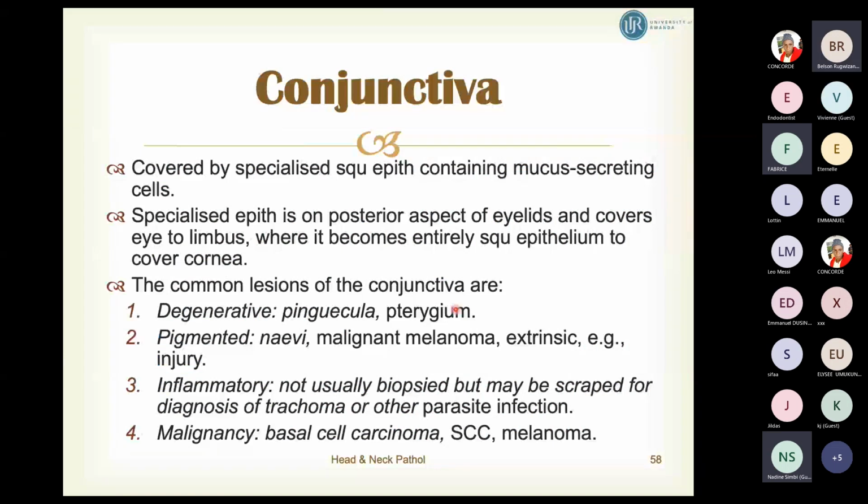The conjunctiva is covered by specialized squamous epithelium containing mucus secreting cells. The specialized epithelium is on the posterior surface of the eyelid and covers the eye to the limbus, where it becomes stratified squamous epithelium to cover the cornea. So the cornea is like a continuation of the conjunctiva. The most common lesions of the conjunctiva are degenerative: pterygium and pinguecula. These are frequent also in our settings, we see them.